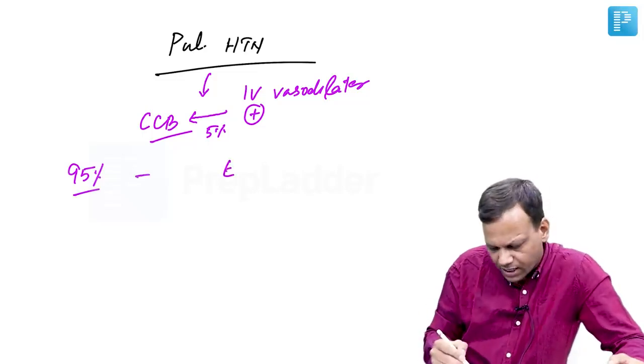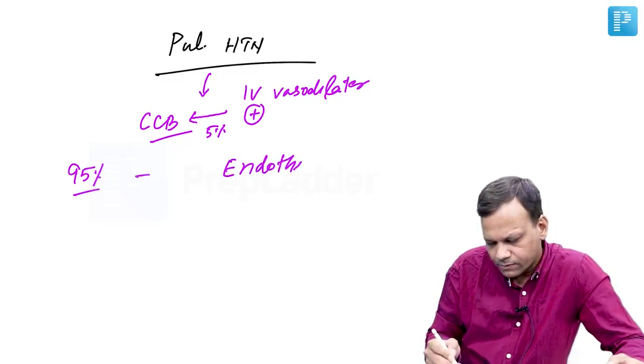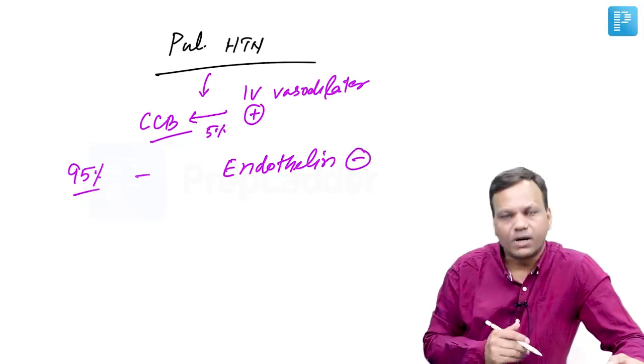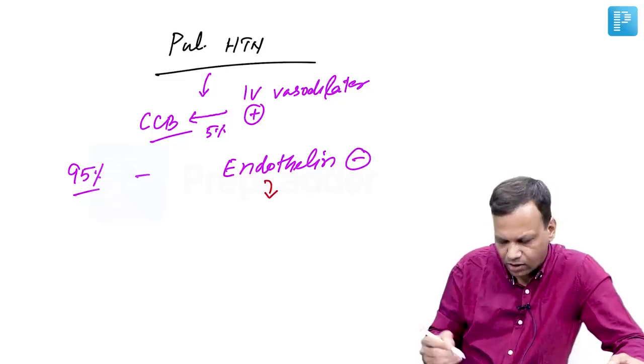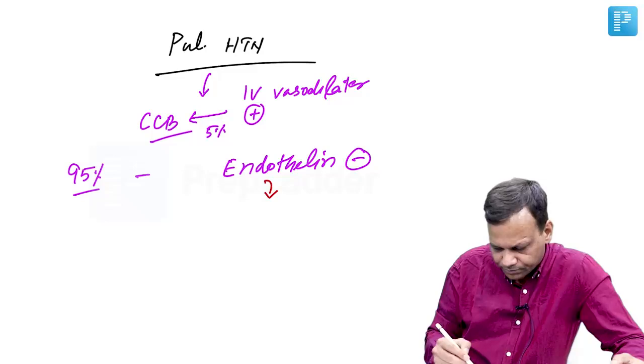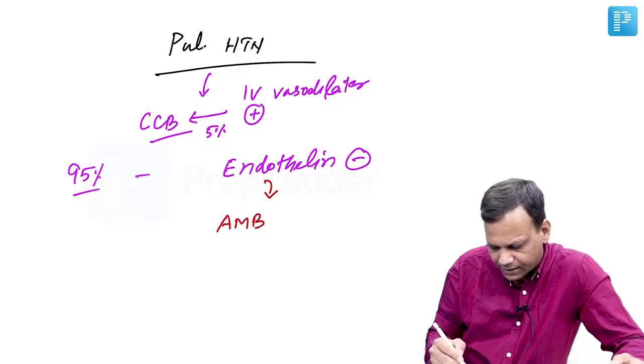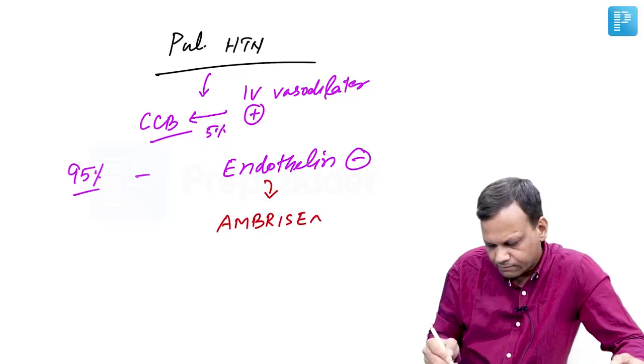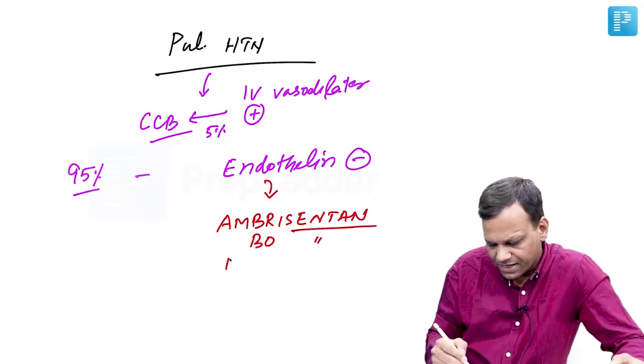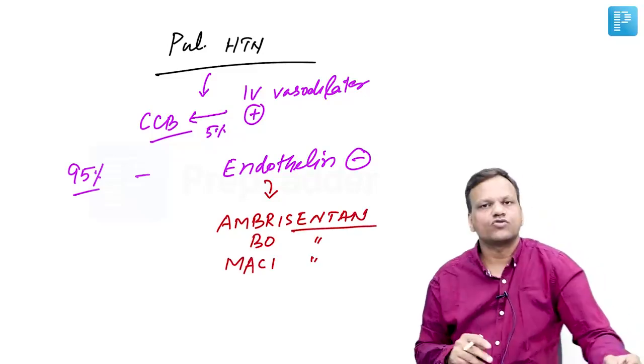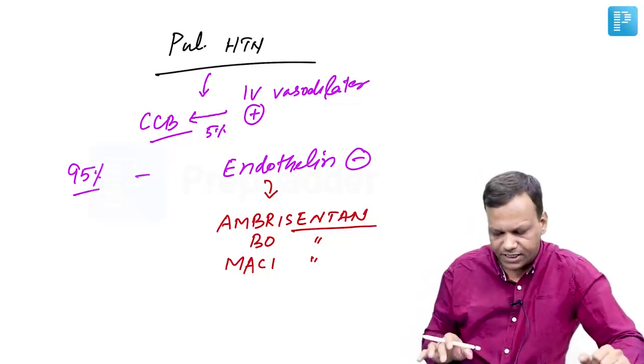The drug of choice are endothelin antagonists. The drug of choice for pulmonary hypertension are endothelin antagonists. The drugs like ambrisentan, bosentan, macitentan. These are the drugs of choice for pulmonary hypertension.